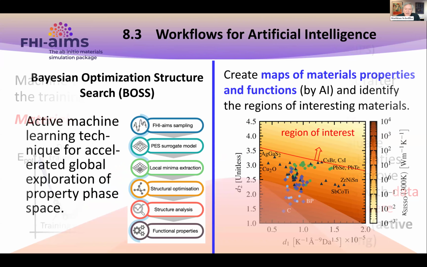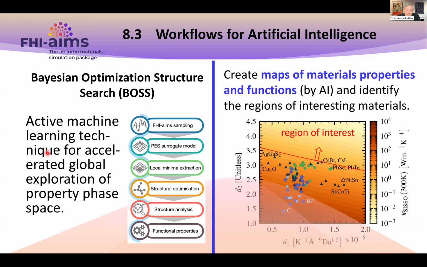Many materials problems are high dimensional in nature and involve costly evaluation of an objective function. Here, active learning can dramatically reduce sampling, and one contribution in the roadmap describes the Bayesian optimization structure search method, also called BOSS. This algorithm builds probabilistic n-dimensional surrogate models for materials energy, starting from FHI-aims for the energy and for property landscapes, and then refines them with smart sampling.